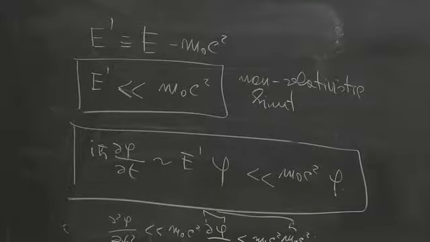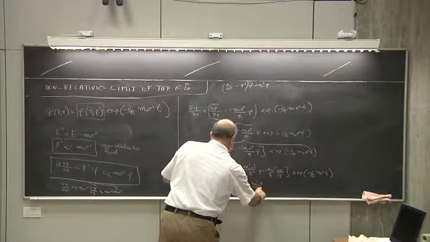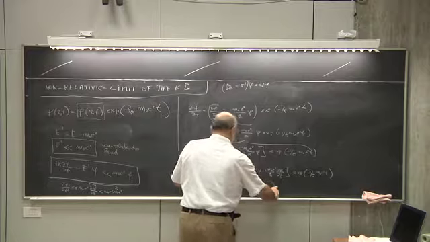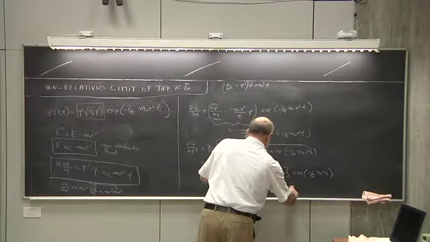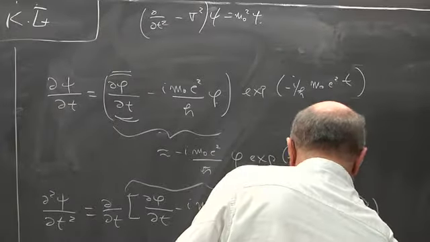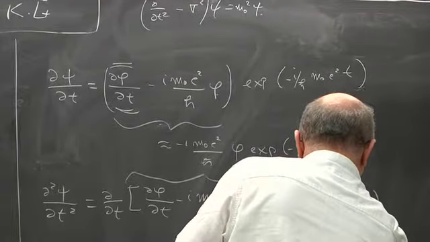Now let's see what I get from here, let's sum these things up. You see that you have two things that are equal, and then you have this extra piece. So here I have minus i m0 c squared over h d phi dt plus m0 squared c fourth over h phi exponential minus i over h m0 c squared t.